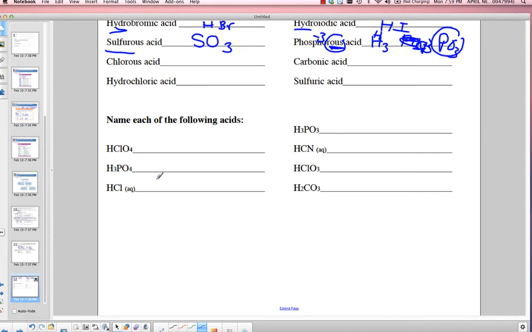Okay, we can go the opposite way. Notice here they're kind of together up there, but this is a little bit different because this is PO4. So hopefully you have realized that that would have been phosphate, but we're going to name this phosphoric acid. Okay, so give these a try and then turn it in whenever you are finished.